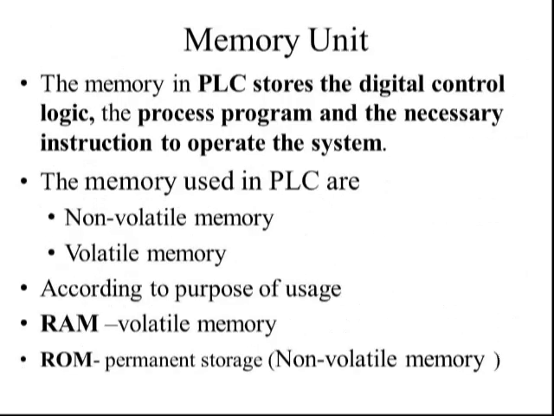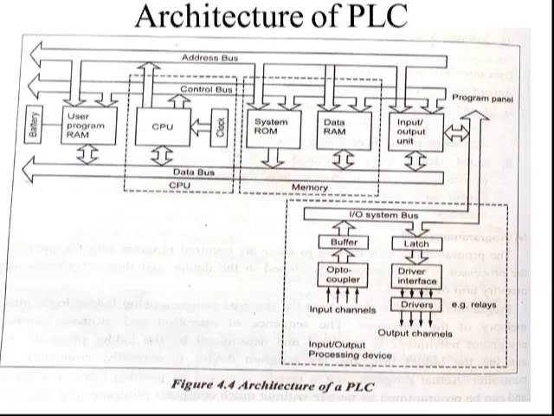In the PLC, first of all we want to see the architecture. What is the architecture? The architecture is the layout of the PLC. So what components are inside? First, the address bus and control bus, then the important component, the CPU. The CPU consists of memory units: user program RAM, system ROM, data RAM, and the input output unit. Then the input output system uses the program panel as a buffer, opto-controller, latch, and various drivers with output channels.